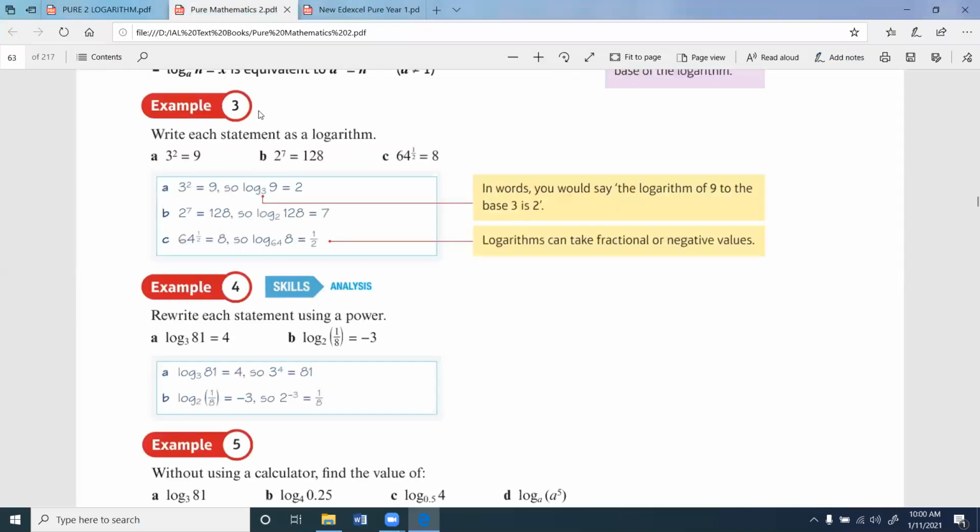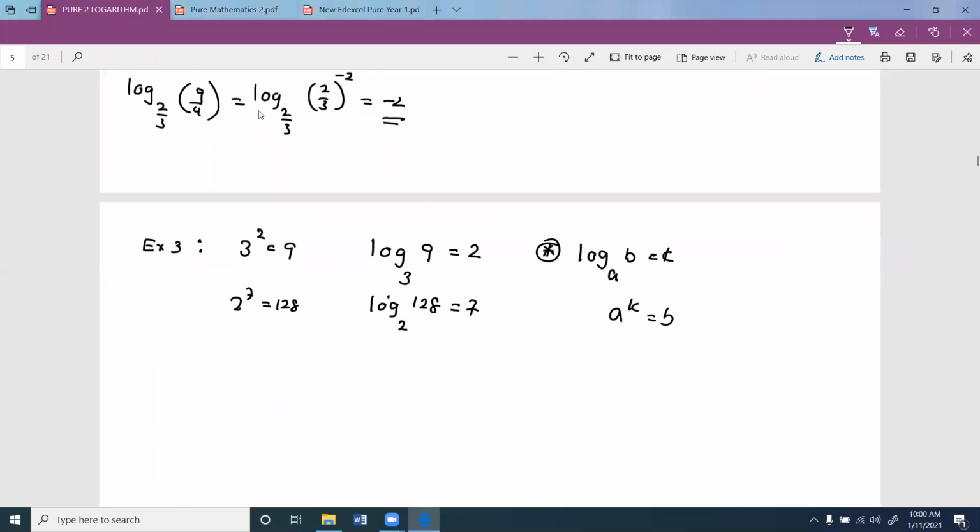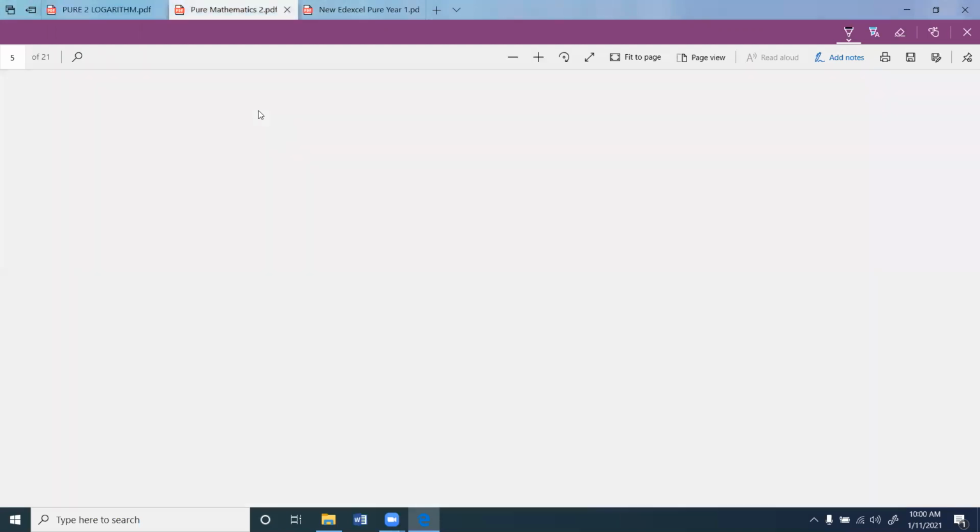Right. Example 4. Log base 3 of 81 is equal to 4. You have to write it as a power. How to write it as a power? So you can say 81 is equal to 3 to the power 4. That's a simple answer for this. That's a way of doing that kind of question, right?